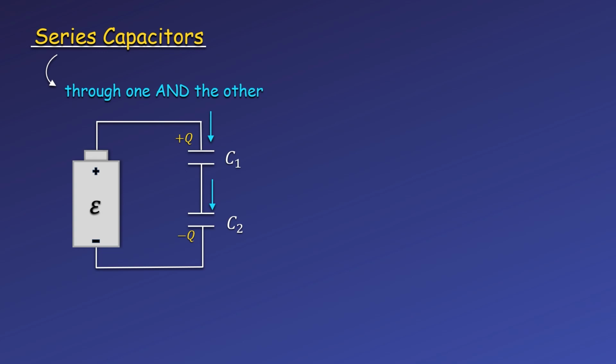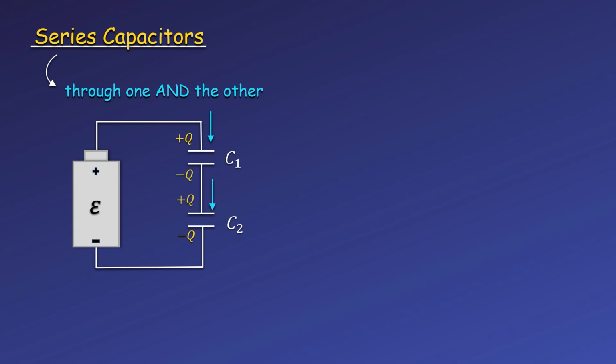In doing this, some amount of charge plus Q will build up on the top plate of C1, and minus Q will build up on the bottom plate of C2. The part of the circuit from the bottom plate of C1 to the top plate of C2 is isolated from the rest of the circuit because the plate separation is a physical gap. This means no charge can be removed from this region. It can only move around.